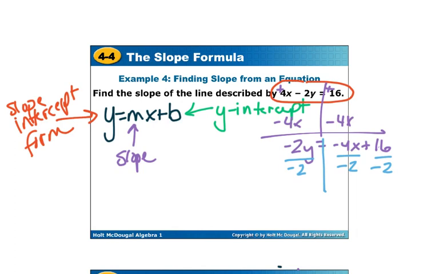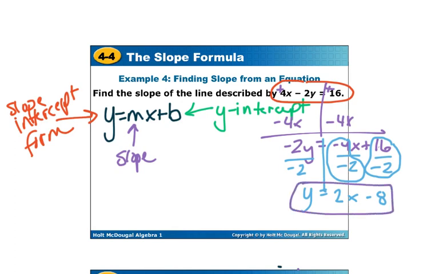Anytime that you divide by that multiplier, technically every piece over here is divided by it as well. Since both of them are even, I do want to split it up so that I can make it simpler. So we've got y equals negative 4 over negative 2 becomes 2 with an x next to it. And 16 over negative 2 makes negative 8. So as you can see here, if this is the same as y equals mx plus b, my intercept is negative 8, but of course that's not what I'm looking for. I'm looking for my slope, and my slope is 2.